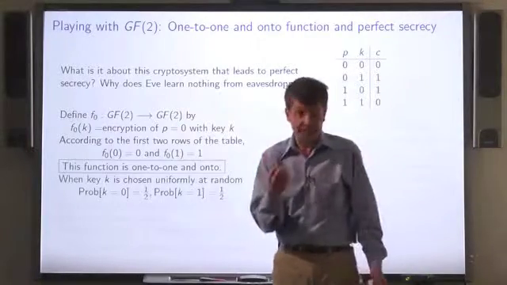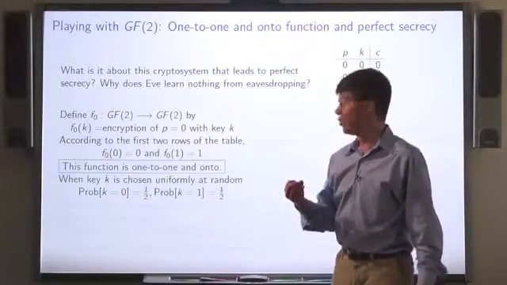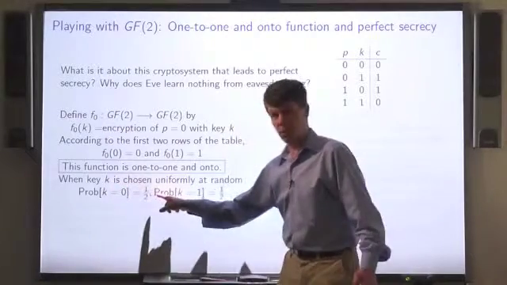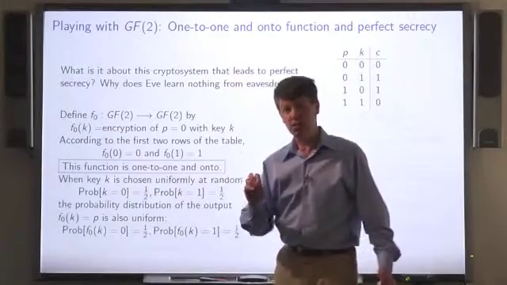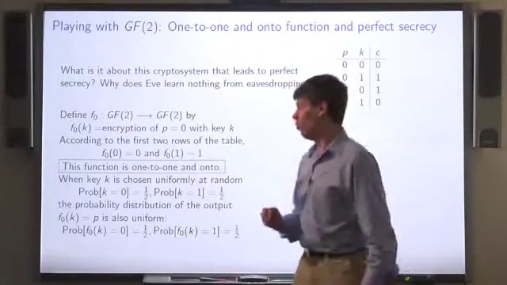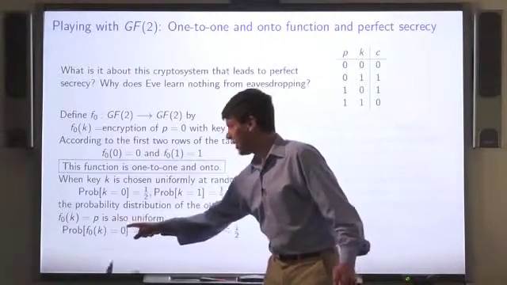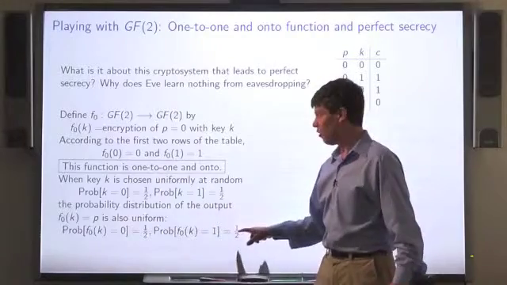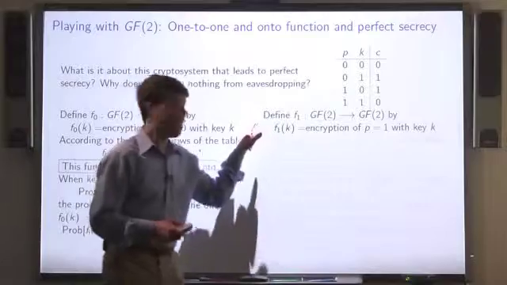Now, when the key k is chosen randomly according to the uniform distribution, that is, when k is 0 with probability 1/2 and 1 with probability 1/2, then the probability distribution of the output is also uniform. That is, the probability that the ciphertext is 0 is 1/2, and the probability that the ciphertext is 1 is also 1/2. Now let's turn to the function f1.